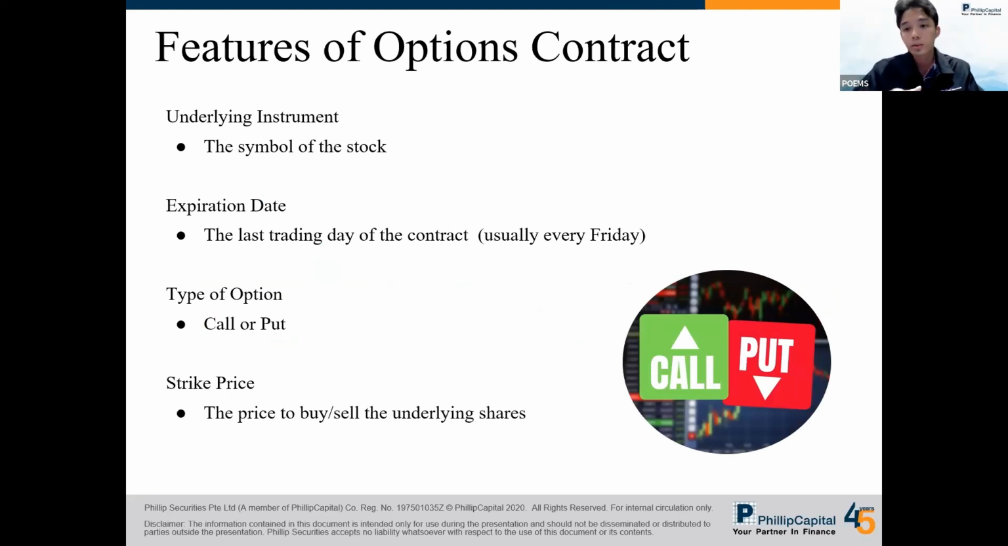So it can be Apple, it can be Microsoft, and all the ticker codes. Then after that will be the expiration date. Similar to insurance, where you have to pay your insurance every month, every year, options are the same. It can be weekly, monthly, or even daily, depending on the underlying instrument. And then, of course, the type of options, basically just calls and puts, which we will go through later. And of course, the strike price, so the price to actually buy and sell the underlying shares.